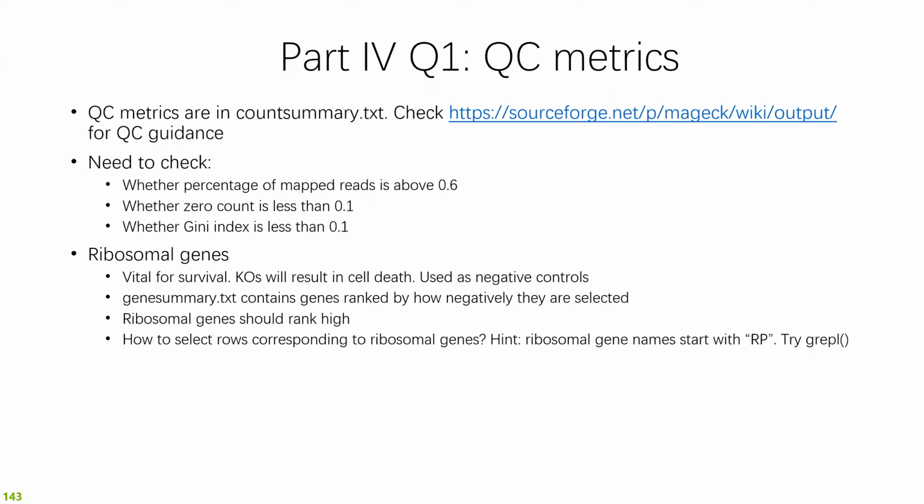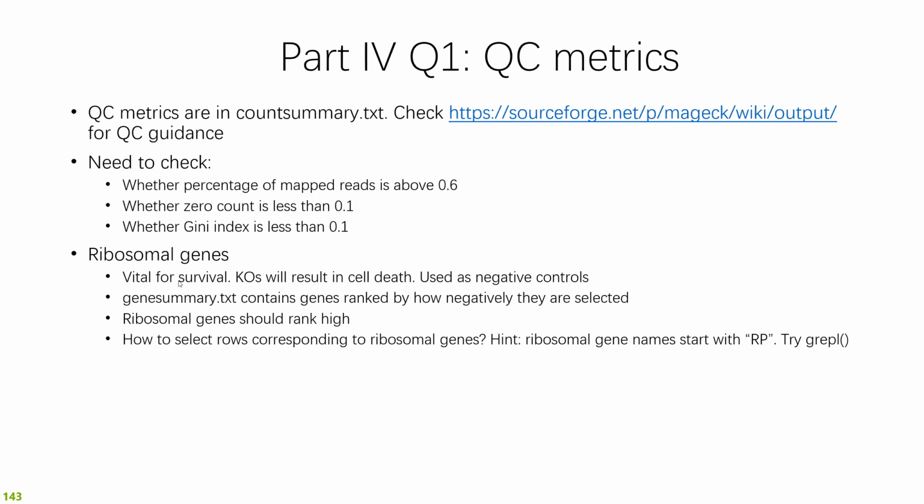Ribosome genes are vital for survival. So knockout of ribosome genes will result in cell death. In other words, they are usually used as negative controls. So the gene_summary.txt file contains genes ranked by how negatively they are selected. And since ribosomes are vital for survival, they should be ranked high as very strongly negatively selected genes.